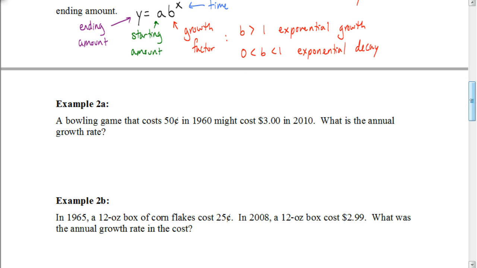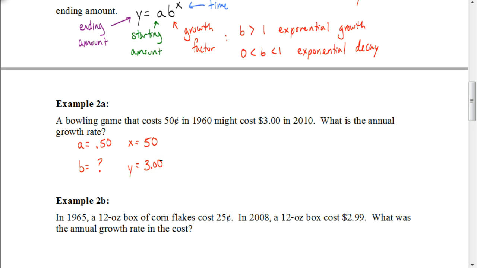So let's look at this example where we're going to use that formula. It says a bowling game that cost 50 cents in the year 1960 might cost $3 in the year 2010. What is the annual growth rate? Well, let's figure out what we know here. My initial amount is 50 cents, which we're going to write as 0.5 or 0.50. Our growth rate is what we're trying to figure out. X represents our time. They don't say it specifically, but the 50 cents is from the year 1960 and the $3 is the year 2010, so that's 50 years later, so x is 50. And y is my ending amount, which is the $3, so you can say 3 or 3.00.